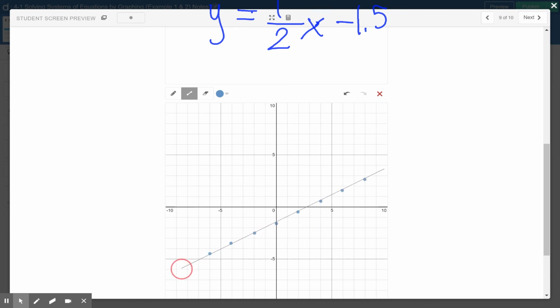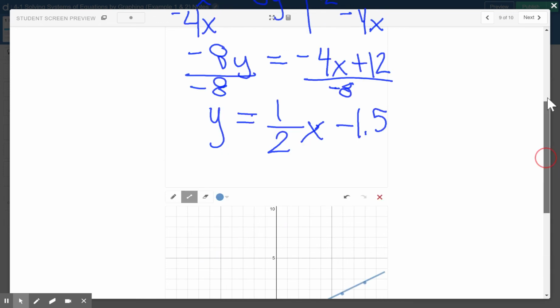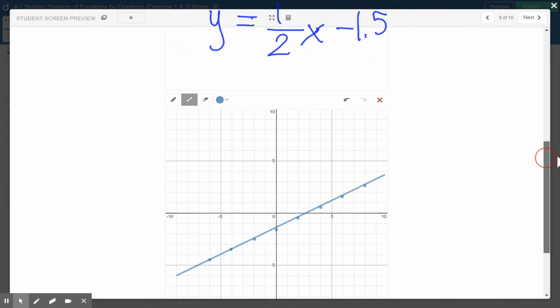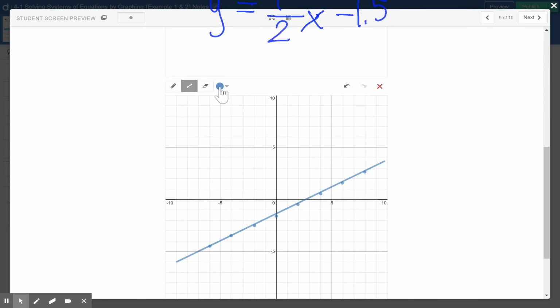But what you should notice, if you go back up to the problem, is that it's the same slope and different y-intercept. So the original equation, or the first equation, is y equals 1/2 x plus 7. So I'm going to choose a different color. I'm going to go to 7. I'm going to plot a point, up 1, right 2.